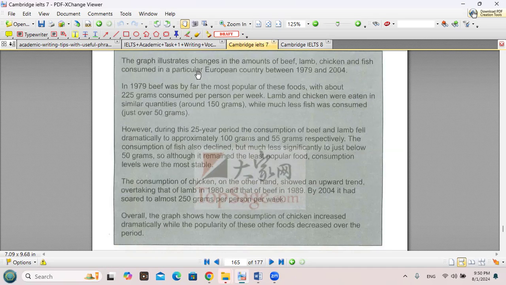The graph illustrates changes in the amounts of beef, lamb, chicken, and fish consumed in a particular European country between 1979 and 2004. Excellent. Does this sentence look challenging? No, this is the rephrasing. This is how the examiner rephrased the question.